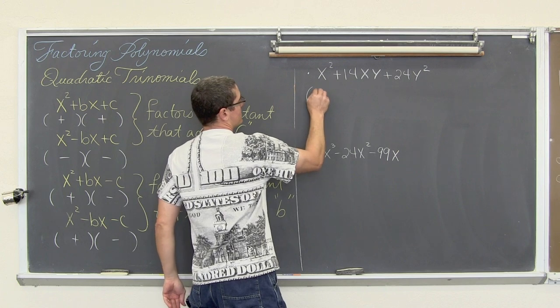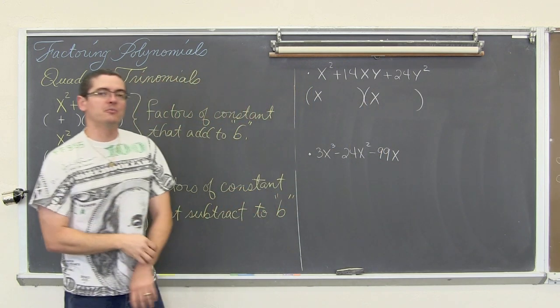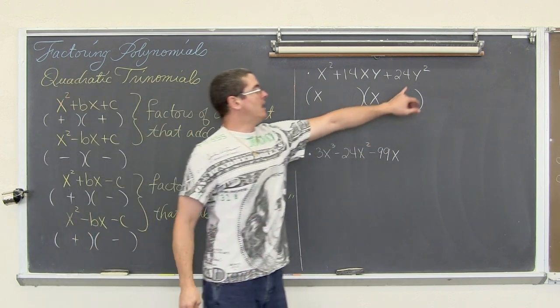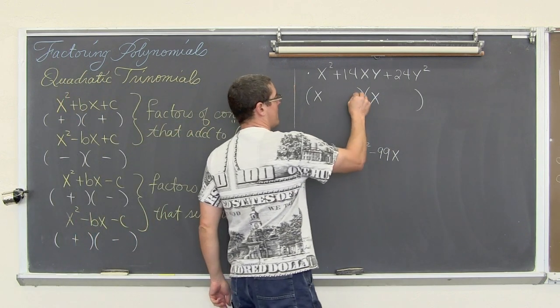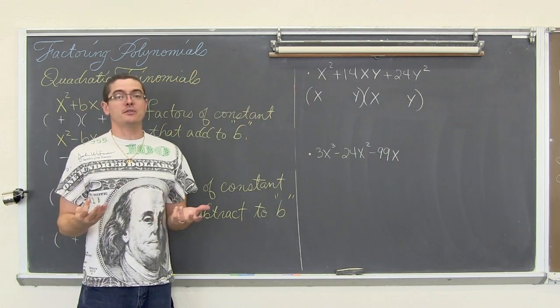The square root of x squared is x. So we're going to see that in the first 2 blanks, or the first 2 terms of each of the binomials that we have in our factors. The square root of y squared is y. And then we're just going to continue factoring like I did with all the other problems.